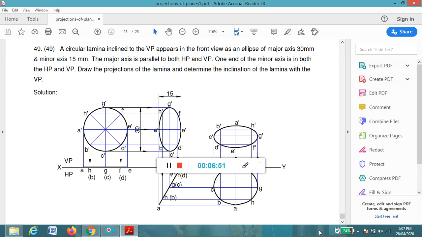Already, as I explained in the projection of points and lines, in the front view a point is represented by a single prime or single dash, and in the top view you simply write it as small letters. So I hope you follow these three positions: how to draw the circular lamina resting on VP, with its major axis parallel to both VP and HP. You have to draw these three positions. Problems of this type have been asked many times in previous question papers. I hope you are understanding.